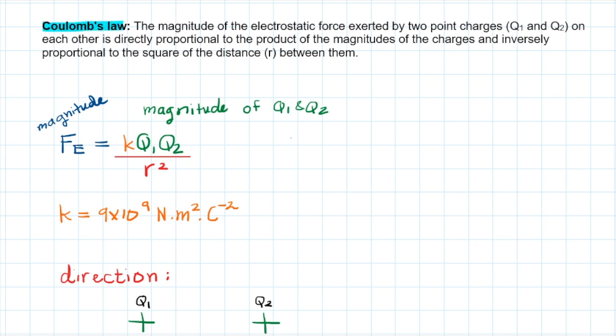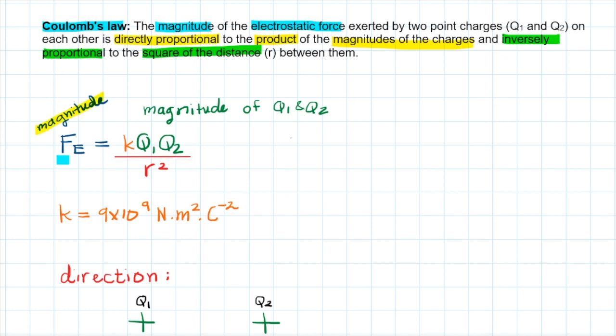Coulomb's law states that the magnitude of the electrostatic force exerted by two point charges on each other is directly proportional to the product of the magnitudes of the charges and inversely proportional to the square of the distance between them. In symbol form, we have that the magnitude of the electrostatic force is given as F. And it is very important to understand that this is only the magnitude of the electrostatic force.